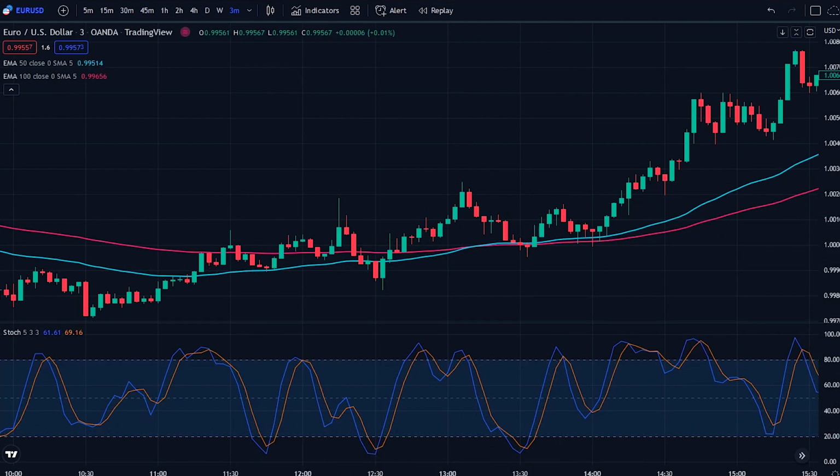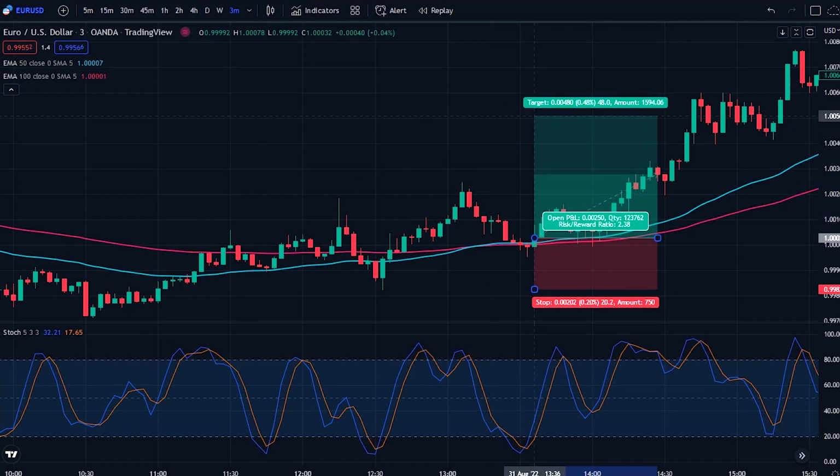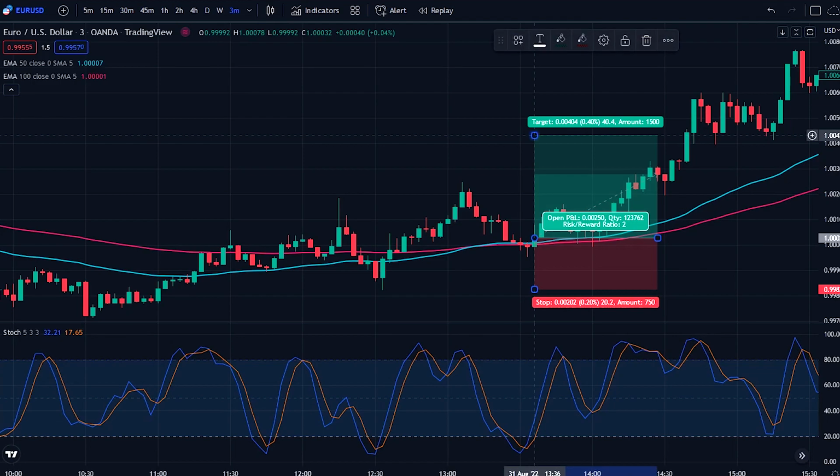Also, make sure that the price is close to the 50-period exponential moving average. So this is a valid signal to enter a long position. We'll enter a long position right here, and our stop loss will be set at the market's most recent swing low. Our take profit target will be at 2 times the risk. This means that if we have a stop loss of 1%, we will have a take profit of 2%.